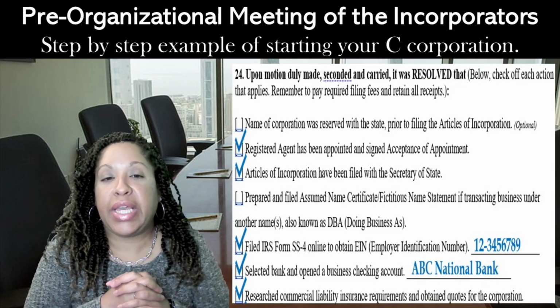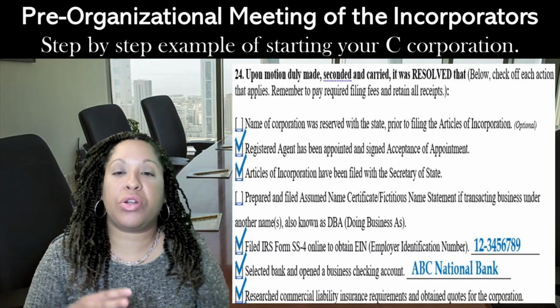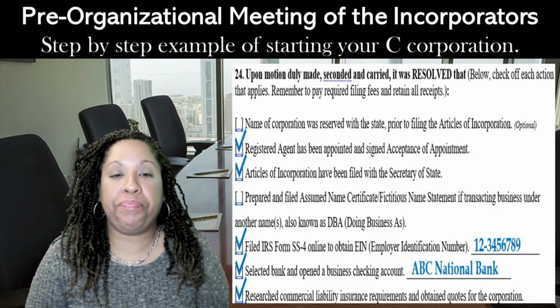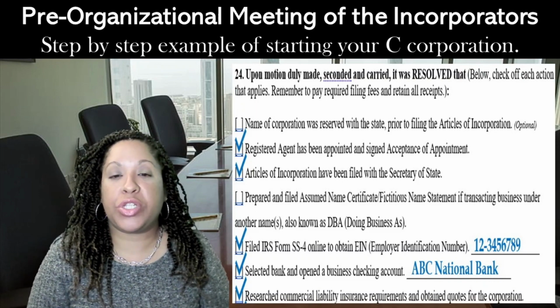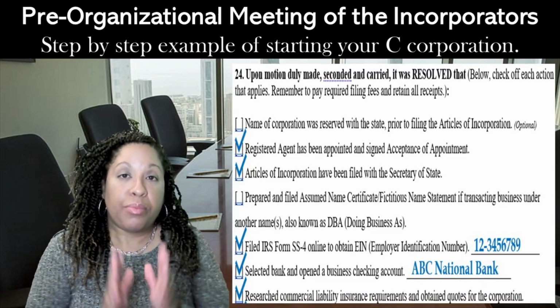Below, check off each action that applies. Remember to pay required filing fees and return all receipts. So the first item is: name of corporation was reserved with the state prior to filing of incorporation.